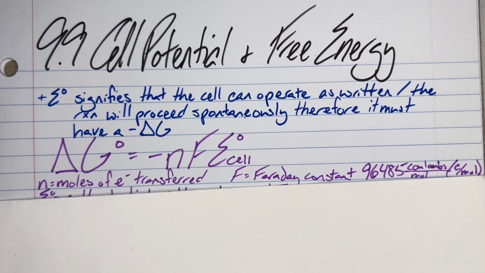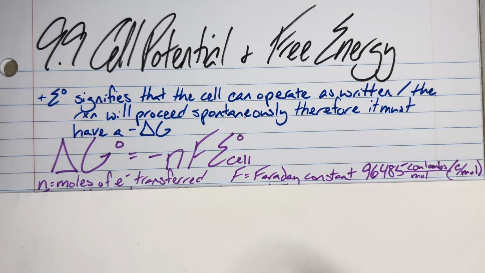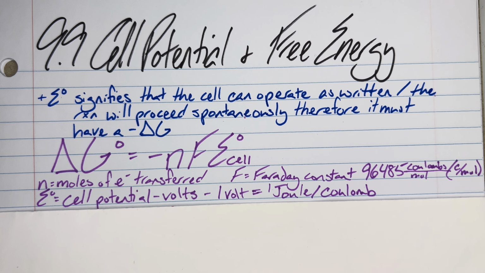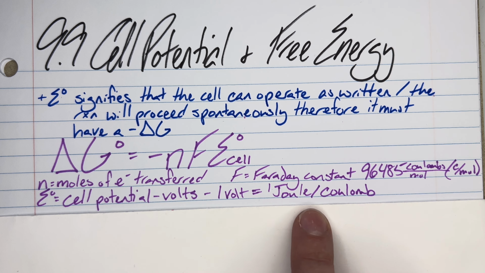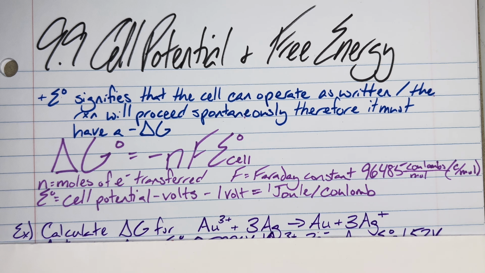n is going to be the moles of electrons that are transferred. F is going to be our Faraday constant. The Faraday constant is given as 96,485 coulombs per mole, or C per mole. And then E naught of the cell is going to be the overall cell potential. That is going to be given in volts. And it is notable that 1 volt is equal to 1 joule per coulomb.